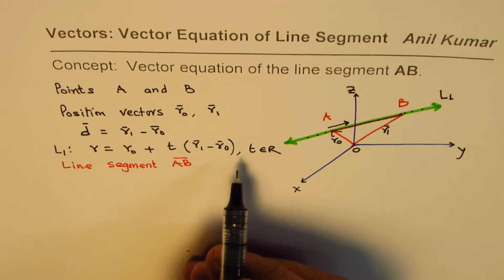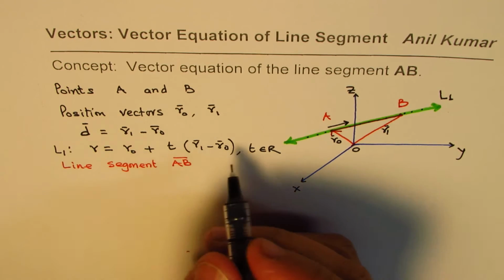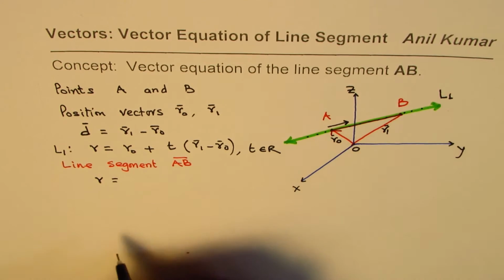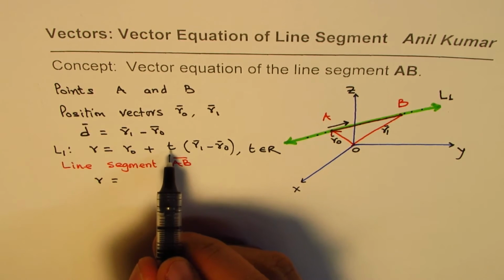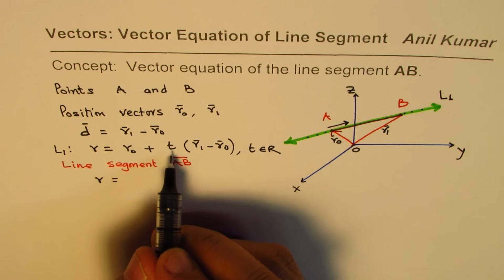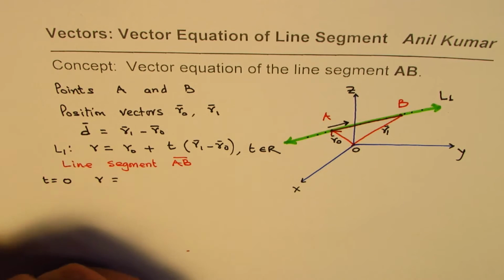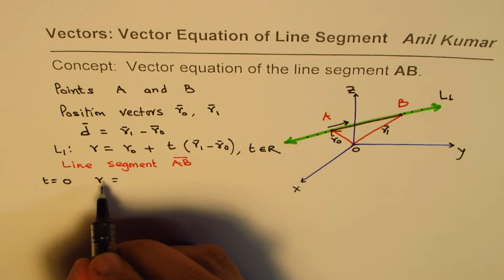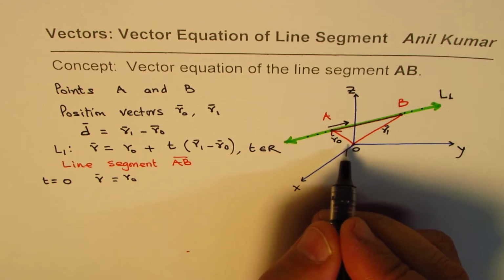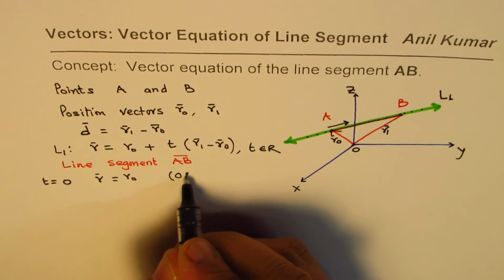So what we'll observe here is, we can of course rearrange this. Let's do that also. But before that, we'll see what really the line segment AB is. If I take a value of T as 1, where do I land? Let us say if T equals 0, then what do we get? If T is 0, we get R equal to R0, right? So that is A, the position which we get, OA. Do you see that?